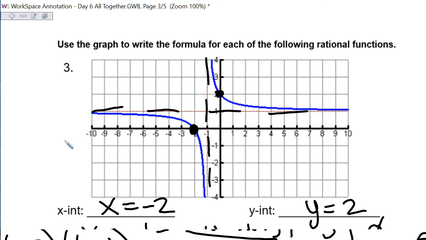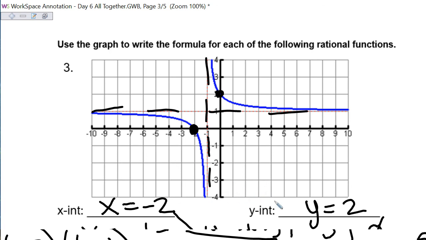You set the numerator equal to 0, right? So if I set the numerator equal to 0, that means my x-intercept has to be at the top of the fraction. How would I write -2 in factor form? x plus 2. So your x-intercepts, factor them, they go in the numerator. What about vertical asymptotes? How do we find vertical asymptotes? Set the denominator equal to 0. So your vertical asymptote needs to go to the bottom. If the vertical asymptote is -1, what would that look like in factor form?